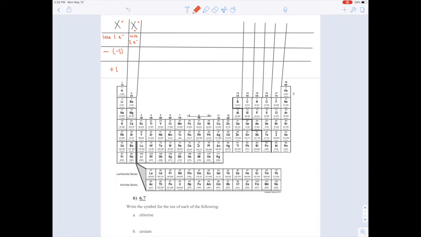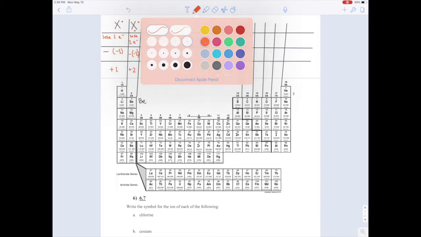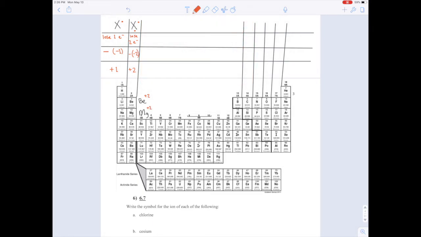So now let's translate that sentence into math. Lose is minus, and 2 electrons, each electron has a negative charge. If you have 2 of them, that's a negative 2 charge. So you're losing minus 2. In other words, you'd have a plus 2 charge. Anything in column 2A will have a plus 2 charge when it becomes an ion. So for example, beryllium will have a plus 2 charge. Magnesium will have a plus 2 charge. And remember, the charges are written in the top right of the symbol. Okay.